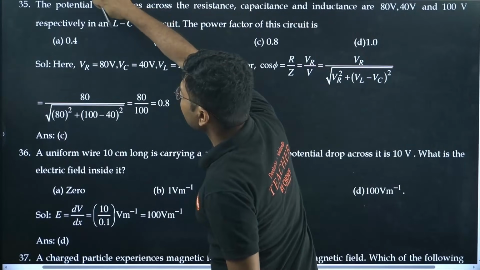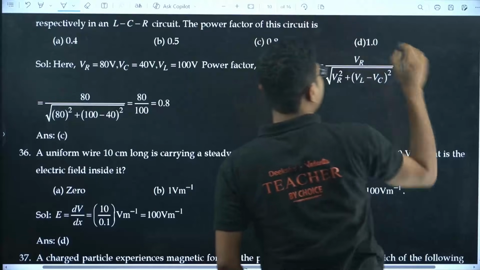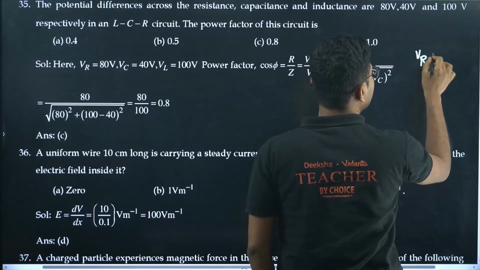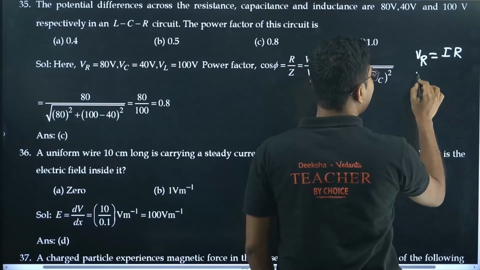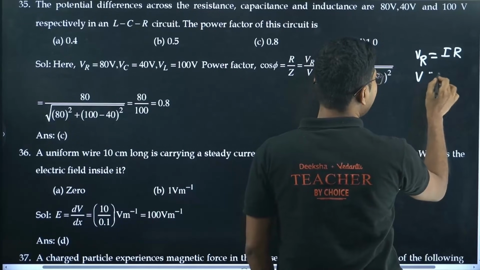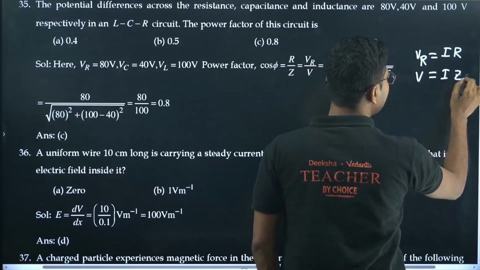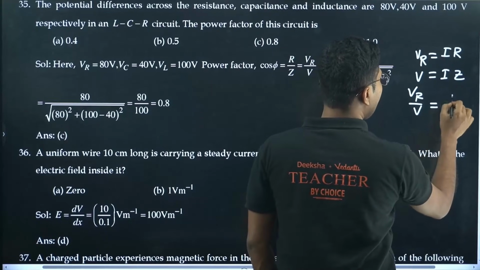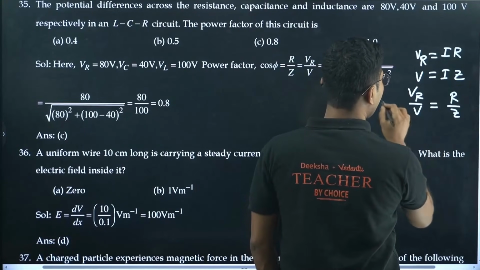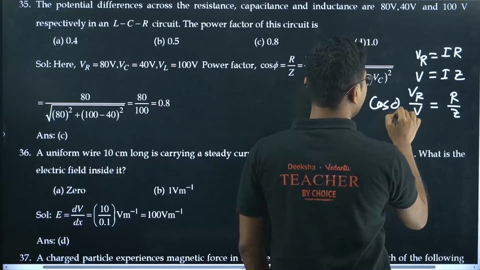VR is nothing but I into R. And what is V? Total V is I into impedance Z. So VR by V will be R upon Z. So this is the power factor cos phi.